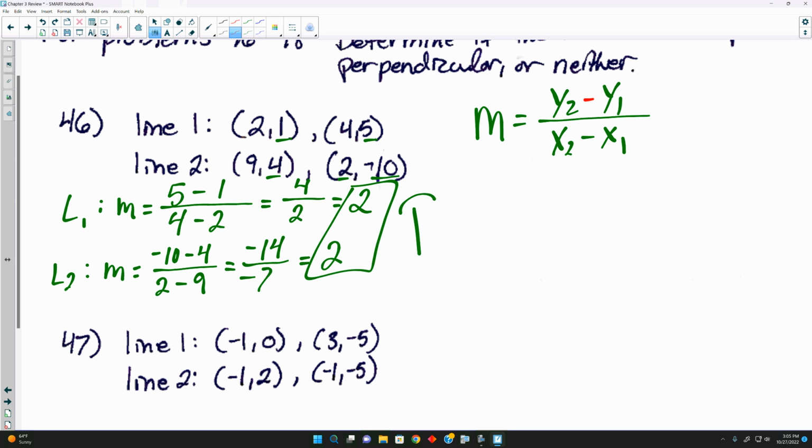So this is parallel. If we have the same slope, they're parallel. If they are opposite reciprocals, if we can go from one, change the sign, and flip it, and we get the other, then they're perpendicular. If it's neither one of those, it is neither. Questions on this here? You feel comfortable with this here?